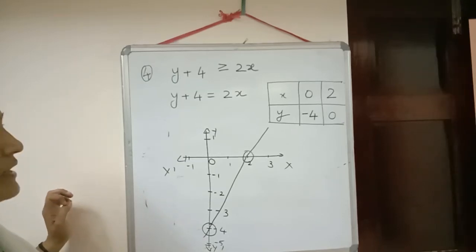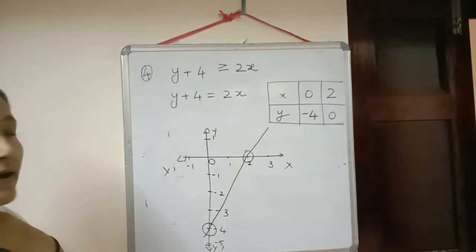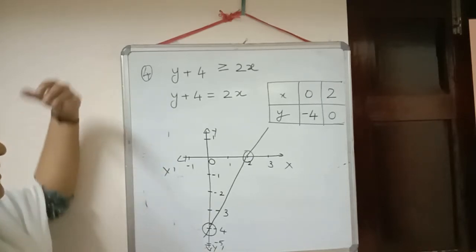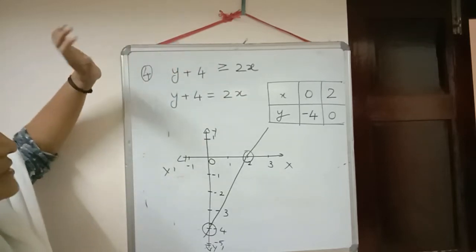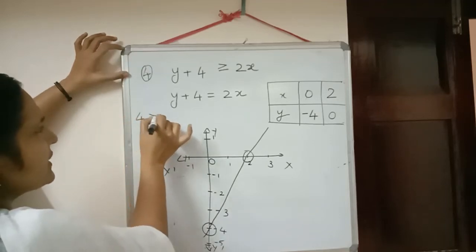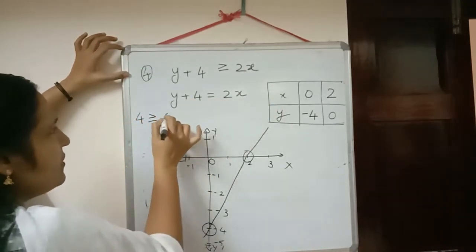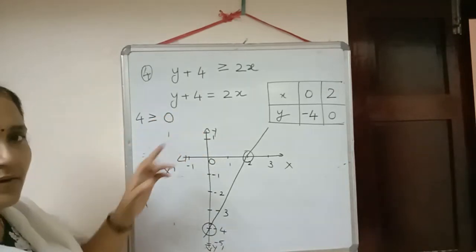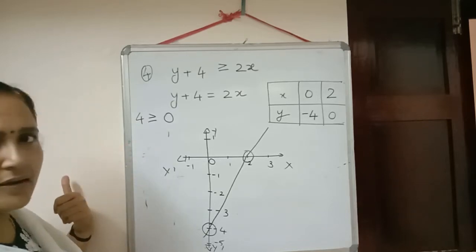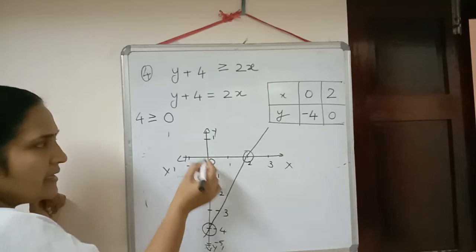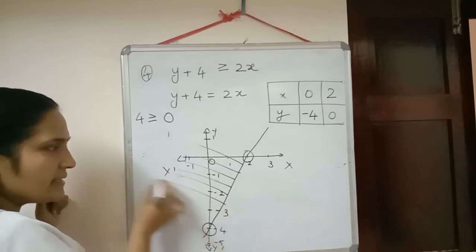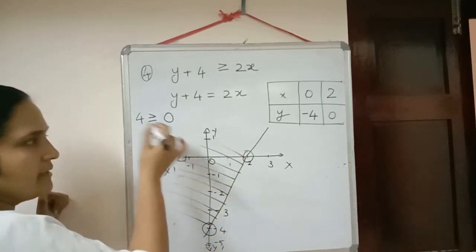Okay. Now what we have to check is whether the origin will satisfy the given inequation or not. So substitute x equal to 0 and y equal to 0. What will come? 0 plus 4. So we'll get 4 greater than or equal to 2 into 0, which is 0. So we are getting 4 greater than or equal to 0. Is it correct or not? Correct. 4 is greater than 0. So the solution region will be on the side of the origin. Here we have the origin. So all the points on this side will satisfy the given inequation.